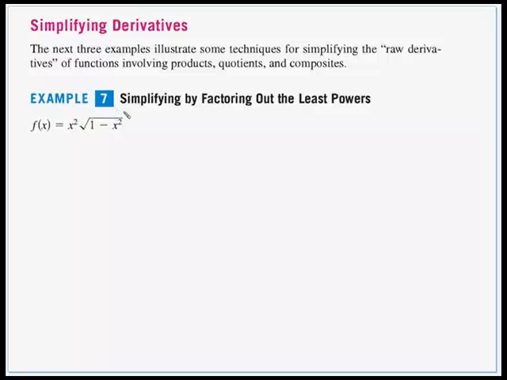Okay, looking here at example 7, we have simplifying derivatives. The next three examples, 7, 8, and 9, illustrate some techniques for simplifying the raw derivatives of functions involving products, quotients, and composites. Here we have two terms, so this is going to be a product rule scenario. The big part comes after we find the raw derivative: simplifying it, making it look a little prettier. In example 7, we're going to use a technique called factoring out the least powers, and you'll see what I'm talking about as we work through the problem.